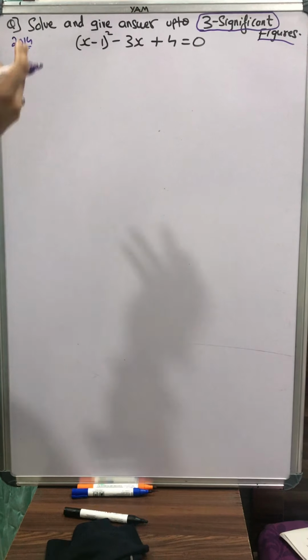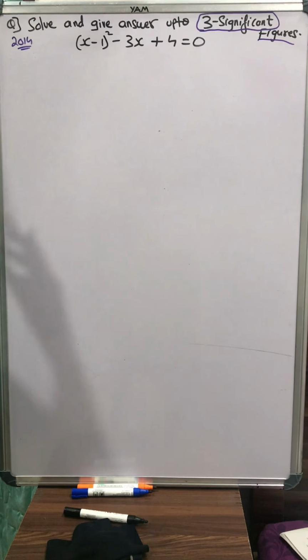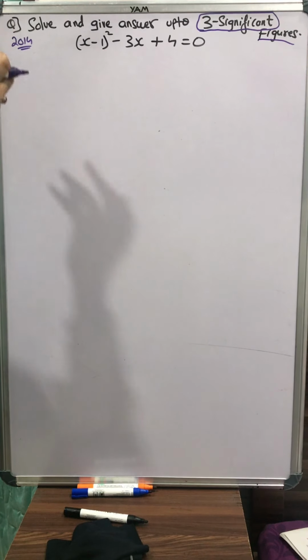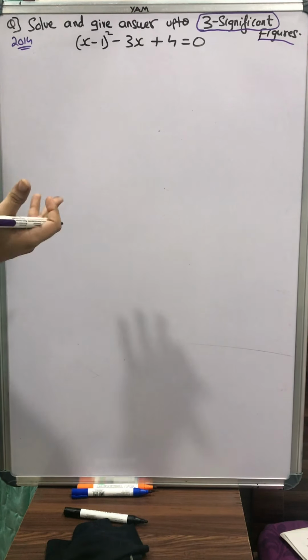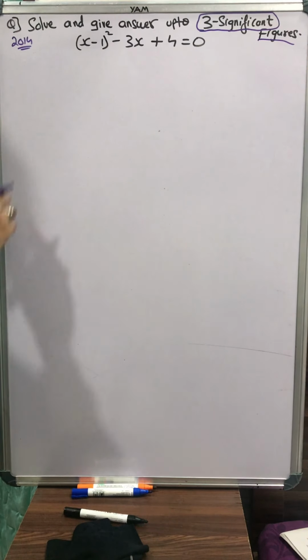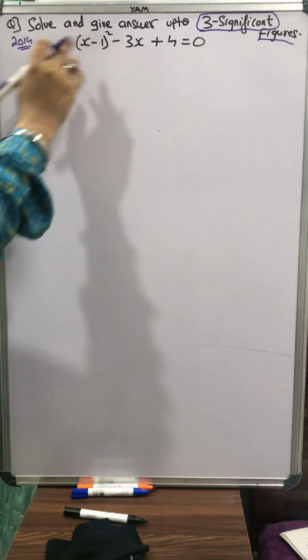I do not randomly select the years and randomly select the questions. I select the questions which are typical as compared to the past years or the current years. So the most typical one, what I feel can be nicely explained to you all, I select those questions. So this is from 2014, this question.